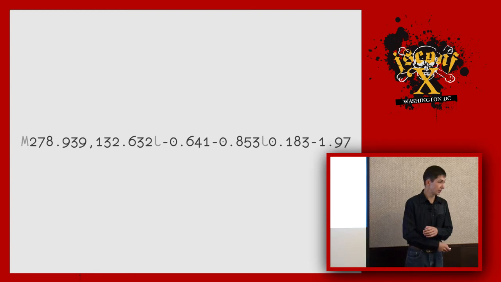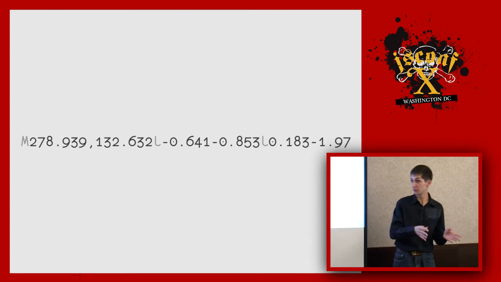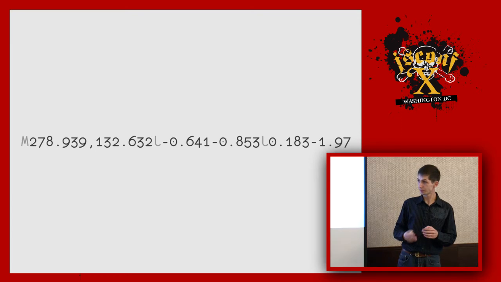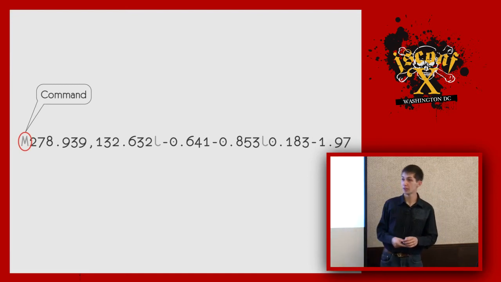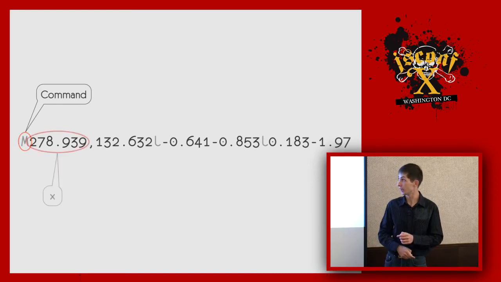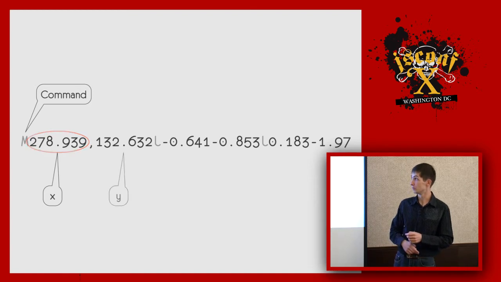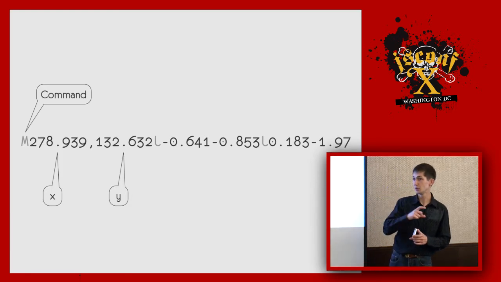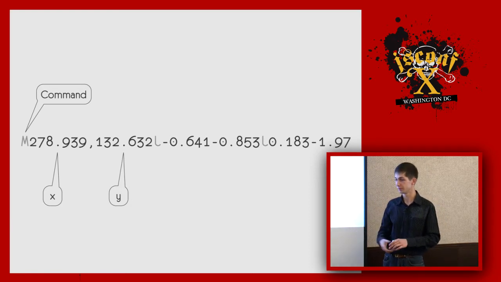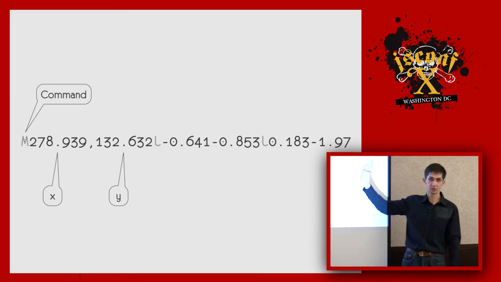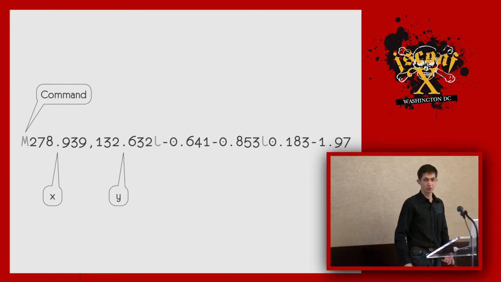But basically, the whole string consists of commands and parameters for the commands. So each letter is a command. All the numbers, comma separated or space separated after the letter, are parameters of the command. As easy as that. So this is a command. In this case, it's move. So we move our pen to a particular x and y. So this is x. This is y. Capital letters mean it's absolute movement. Lowercase letters mean it's relative movement. So you have moved to x, y, then draw a relative line to x, y, draw another relative line to x, y, and so on and so forth. Nobody asked you to read them.